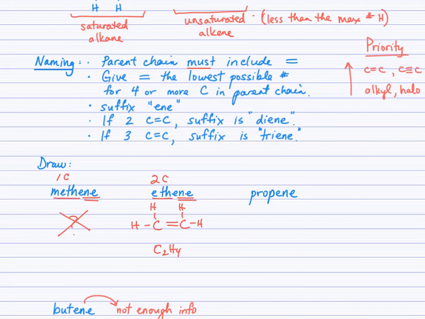So let's move on to propene. Prop means 3 carbons. Ene for the suffix means there's a double bond. It means there's 1 double bond. If the suffix is diene, it means there's 2 double bonds. If the suffix is triene, it means there's 3 double bonds, and they will be numbered. However, when it's just ene, then there's only 1 double bond. So go ahead and draw propene.